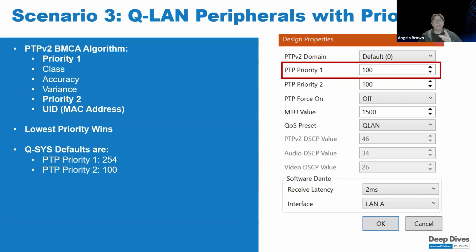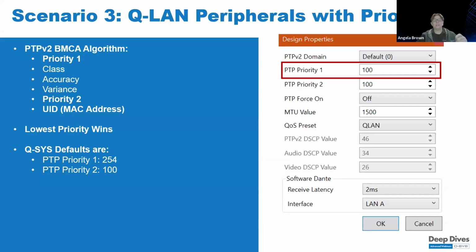PTP priority 2 is another user configurable value, also 0 to 255. Lowest value wins. So if everything else is the same, the PTP priority 2 value can be addressed, and you can change that, and it will make a difference in which clock gets elected to the transmitter status or the Grandmaster clock status. And then that UID that we've already talked about.